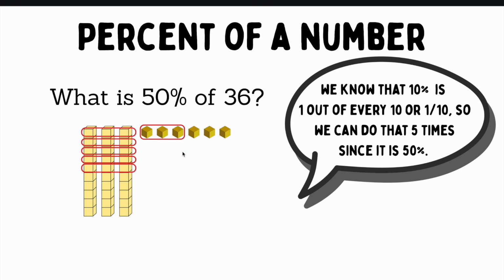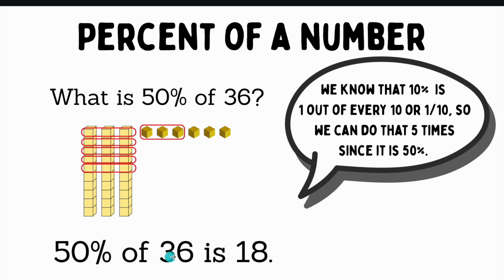We know that's 3. We have 50% of these 6 ones, and we have 50% of the 3 tens. 15 plus 1, 2, 3. That's 18. 50% of 36 is 18, which makes sense because 18 is half, or 50%, of 36. If we add 18 plus 18, we get 36.